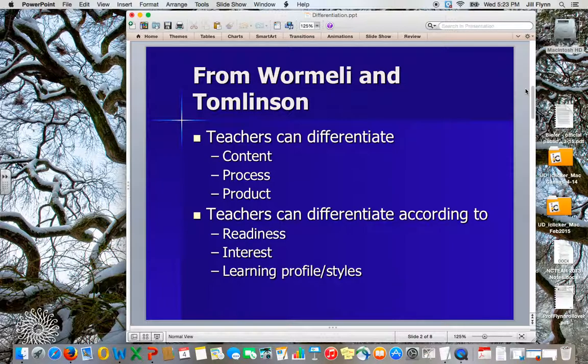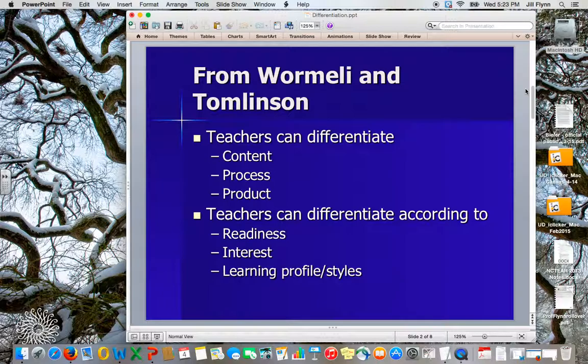Some more from Tomlinson, as well as Rick Wormley, who wrote some of the articles on adolescence that you read in the fall. I wrote this in the chat last night, but remember that you can differentiate according to content, process, or product. A content example would be the one that Veronica brought up, a literature circle. The students are actually reading different texts, right? They can choose it, or you might help guide them a little bit according to a reading level. So there's a perfect example of content.